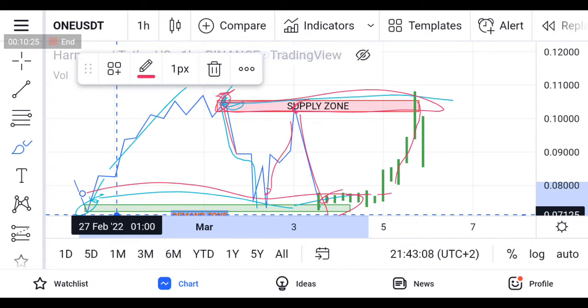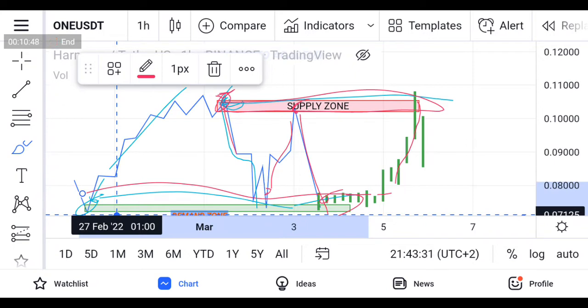Okay. So this is where I want to buy. You buy at the demand zone and you sell on the supply zone. Once you see a supply zone, when a coin reaches your supply zone, what are you looking for? You are looking for short signals.